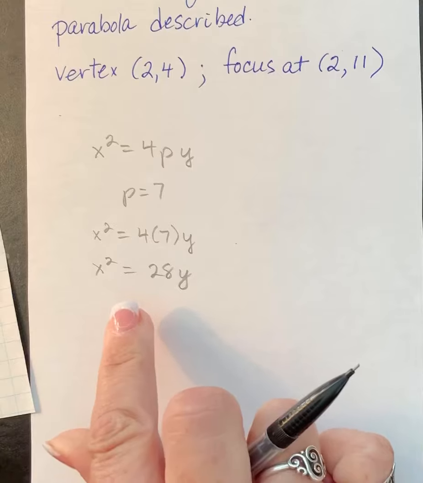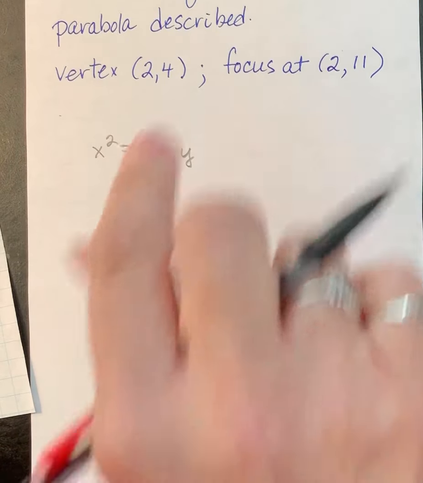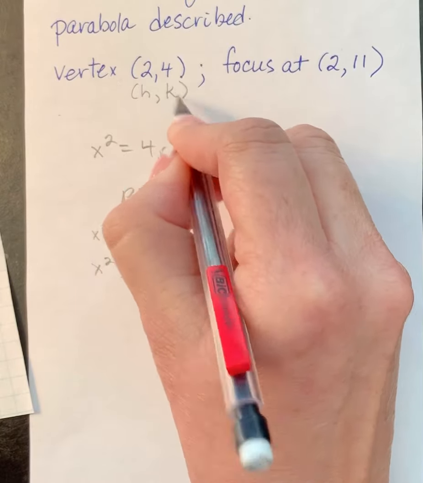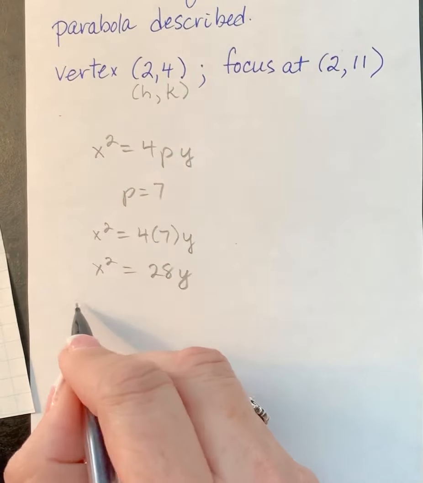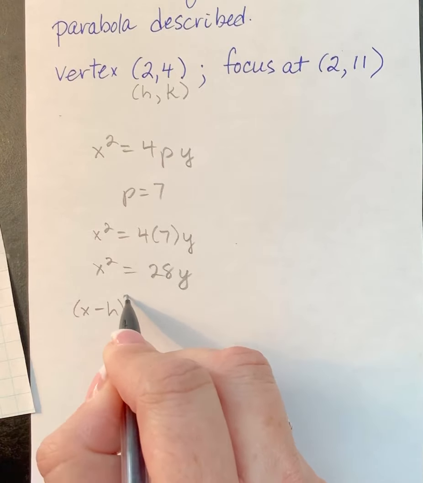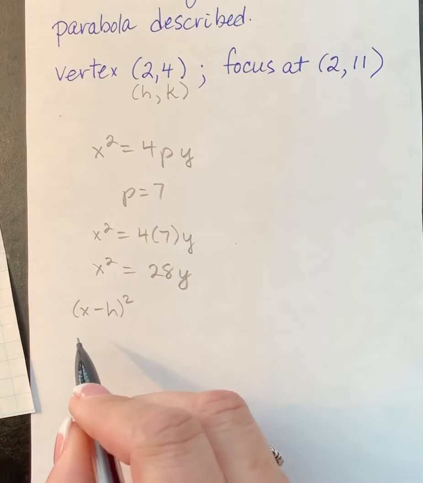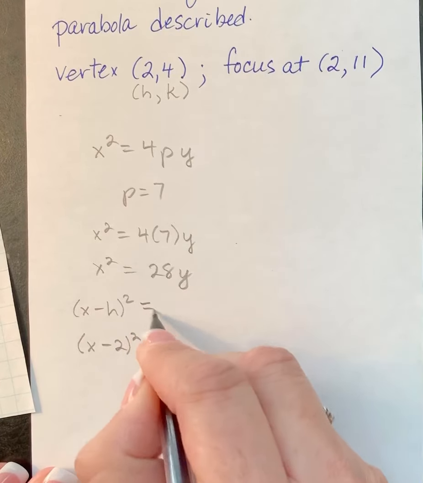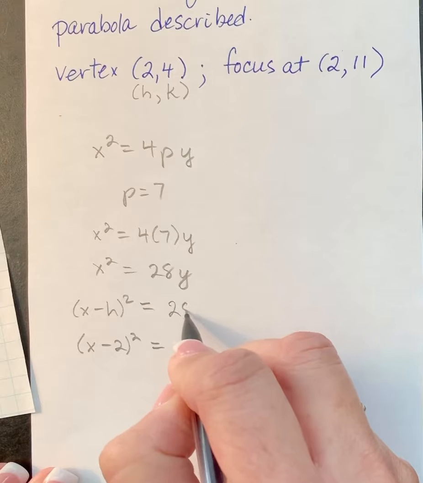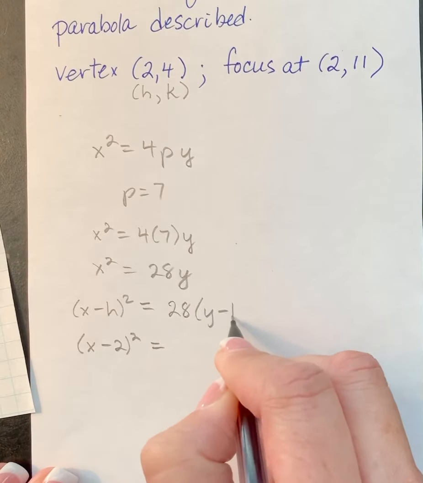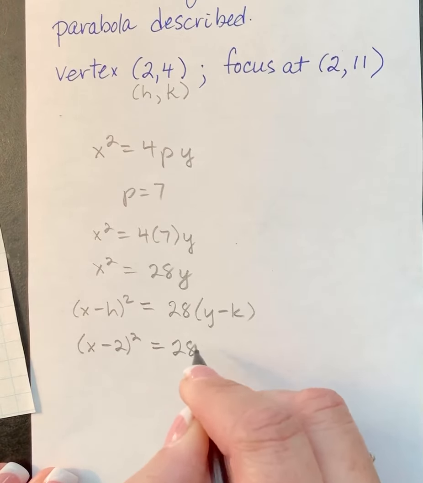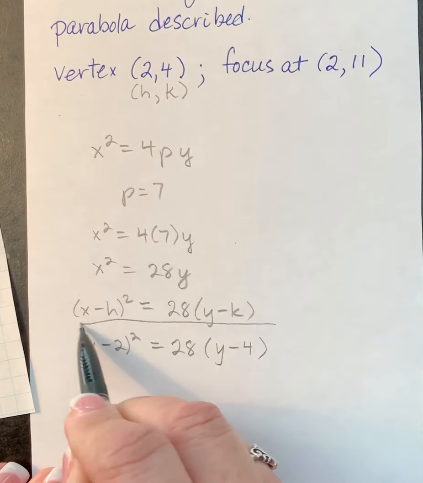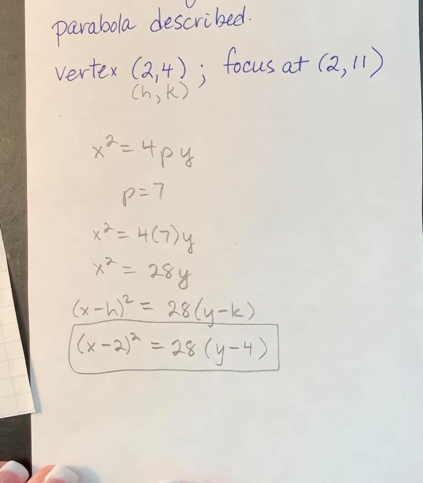Now this is the equation if the vertex is 0, 0. Our vertex is 2, 4. So this is our h and this is our k. So remember, it's always x minus h. So instead of x squared, it's x minus h squared. So it's going to be x minus 2 squared equals 28. And then instead of y, it's going to be y minus k. So it'll be 28 times the quantity y minus 4. And there you go. That's the equation.